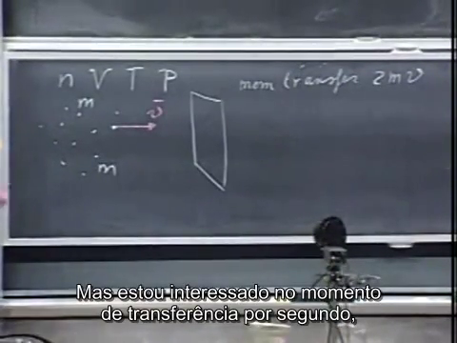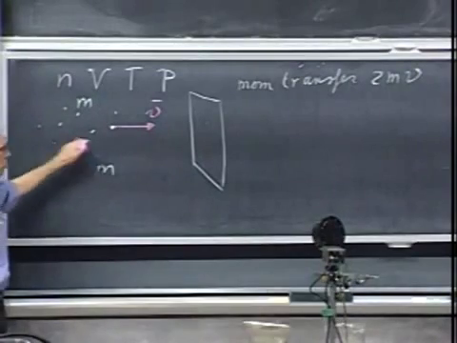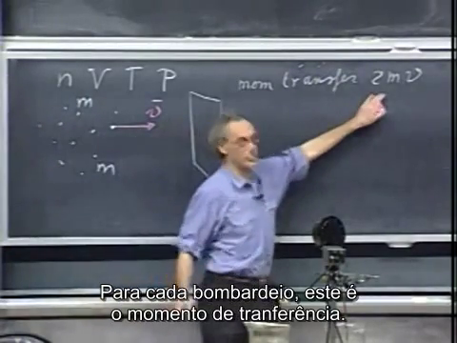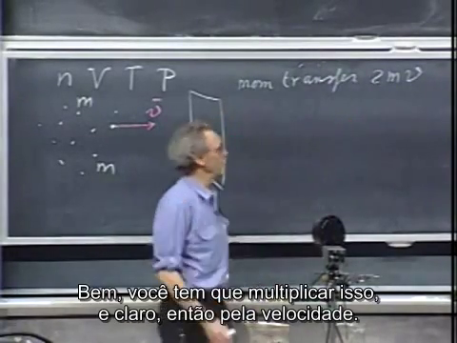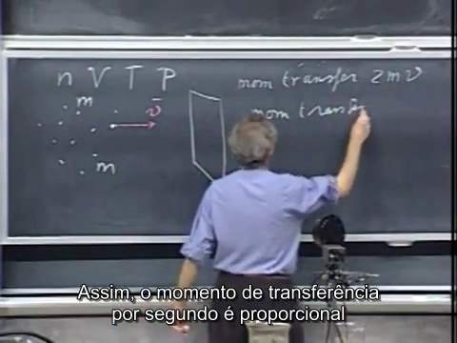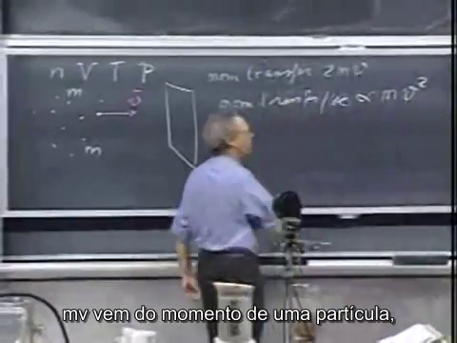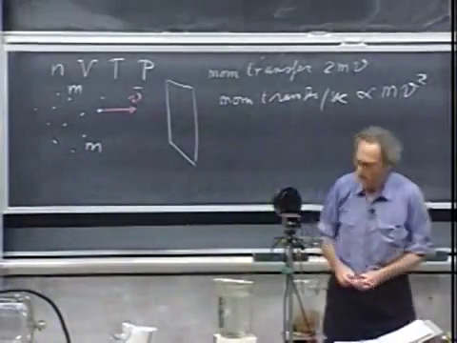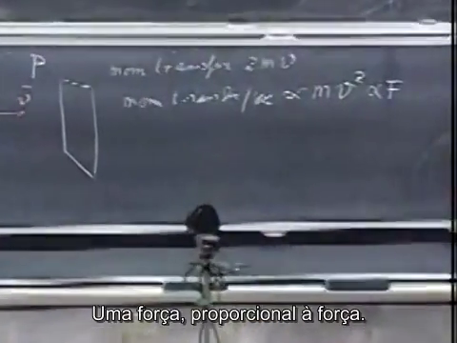But I'm interested in the momentum transfer per second, not just for one molecule. And now, of course, I have to multiply it by the velocity, because if the velocity is high, you have a lot of bombardments per second on here. For each bombardment, this is the momentum transfer. But if there are many, well, you have to multiply that, of course, by the speed. So the momentum transfer per second is proportional, let's say, to mv squared. mv comes from the momentum of one particle, and v comes from the number that hit it per second. Now, momentum transfer per second is clearly a force, proportional to the force, and that is proportional to the pressure.